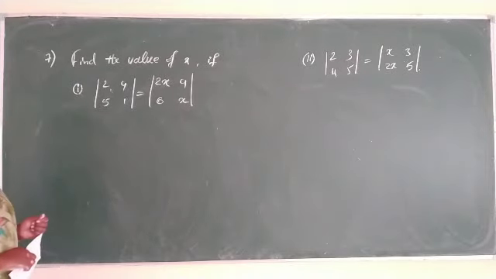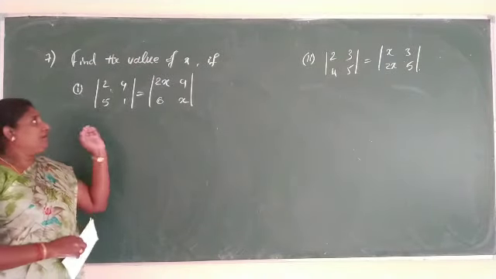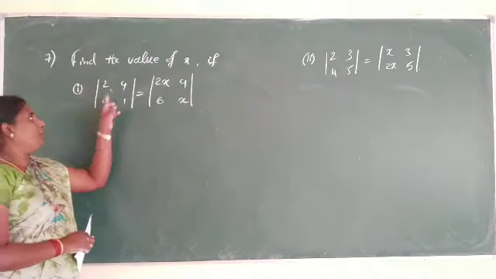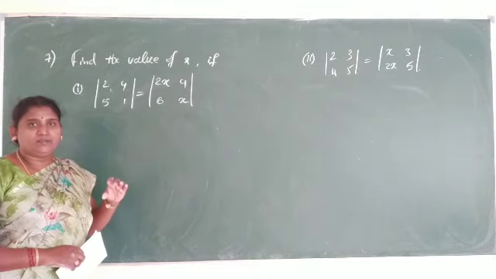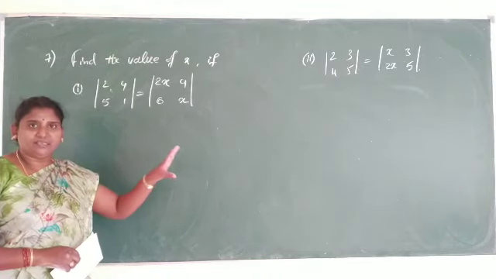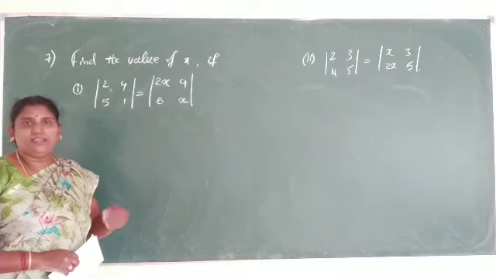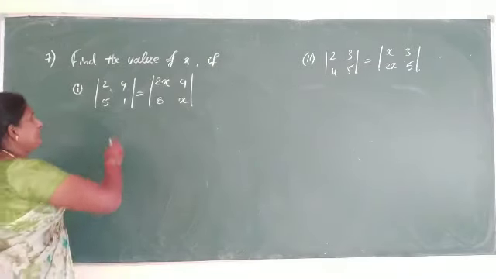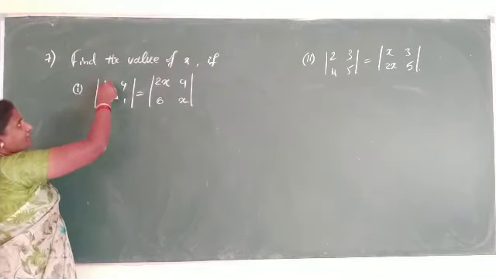Find the value of x if the determinant of the matrix [2, 4; 5, 1] equals the determinant of the 2 by 2 matrix [2x, 4; 6, x]. First calculate the determinant of the left side and the right side separately, then simplify, and you will get the x value. So do it. What is the determinant of the left hand side?